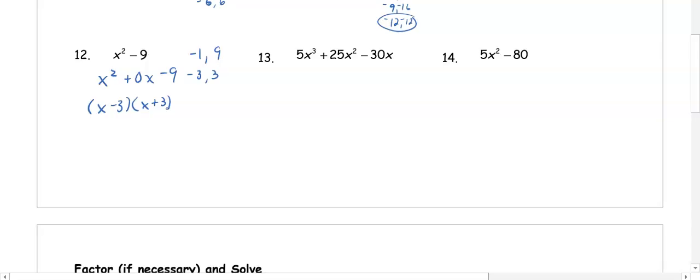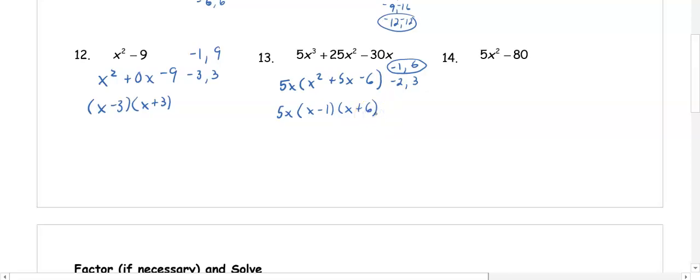In number 13, we have 5x cubed plus 25x squared minus 30x. So we need to take out an x and the 5 for our GCF. So our GCF is 5x, which leaves us with x squared plus 5x minus 6. So we want numbers that multiply to 6, which are 1 and 6, and 2 and 3. If we are multiplying to a negative and adding to a positive, our smaller number is the negative. So the combo that would add to 5 is negative 1, 6. So we have 5x times x minus 1 times x plus 6.